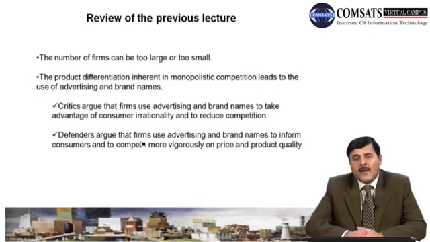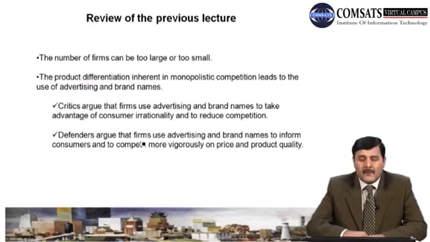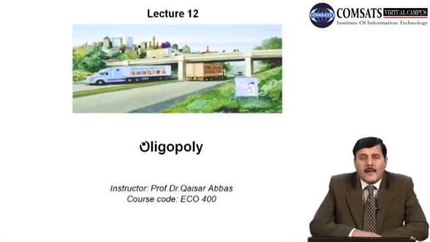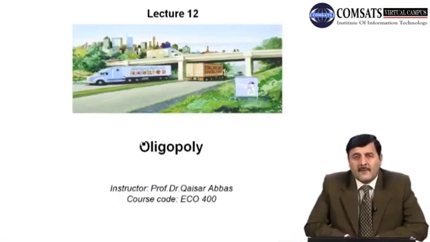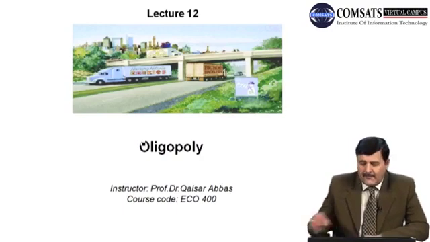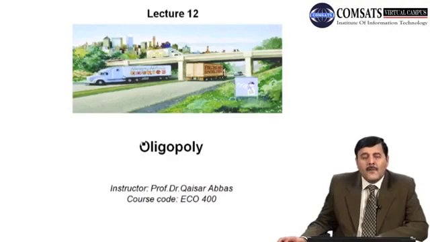So this was all about the third market structure that we discussed last time, and that was the monopolistic competition. Now today we'll talk about another market structure, which is one of the forms of imperfect competition, and that is the oligopoly. तो oligopoly की हम बात करेंगे.